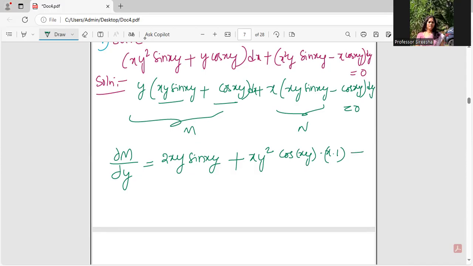Okay, the first term. Now coming to the second term, y derivative is 1. Cos xy derivative is minus sine xy, with respect to y, so x into y is what I'll have.